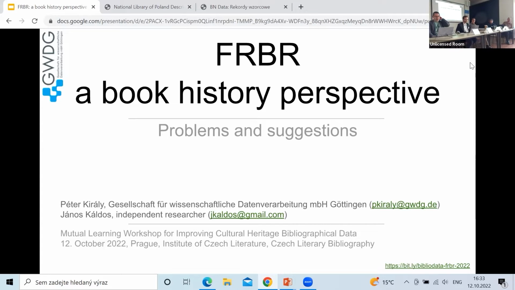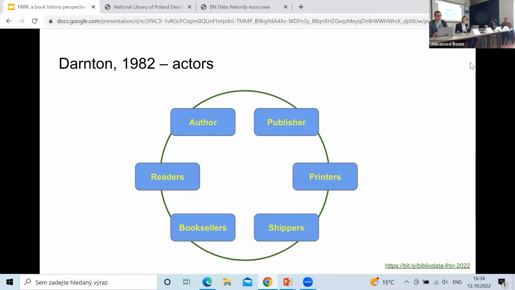name my co-author, János Káldos, who is an independent researcher previously worked at the National Library of Hungary. My feeling is that I will talk about things which is a mashup of today's talk. So there will be some repetition of what others have already said. I'm sorry about that. But I will talk about two models.